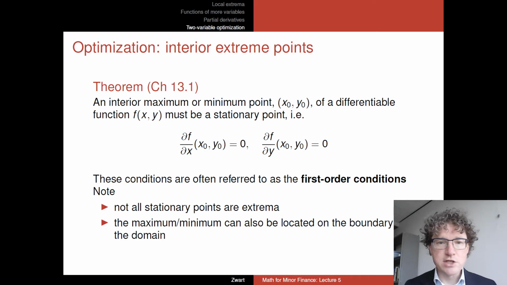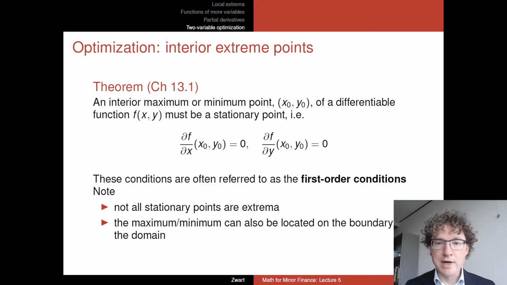So these two conditions are called the first order conditions. You will often see that term, first order conditions, in economics and finance texts. Basically it just means look at all the first order derivatives. They all have to be zero for an interior extreme point, minimum or maximum.